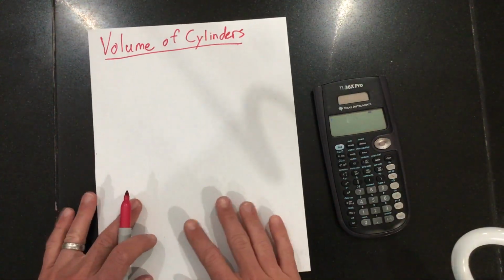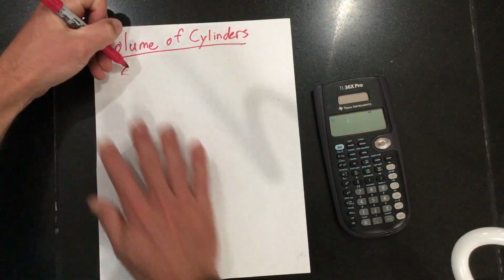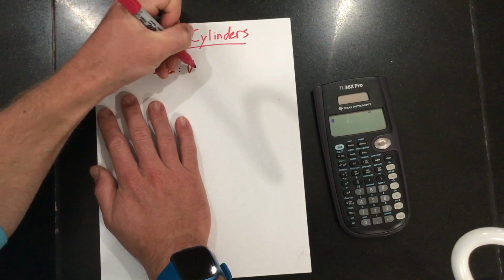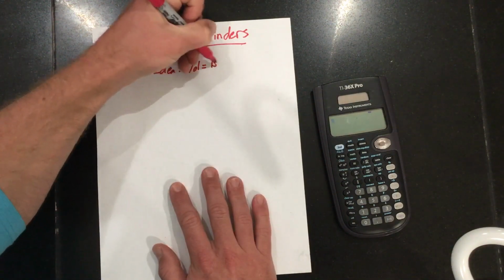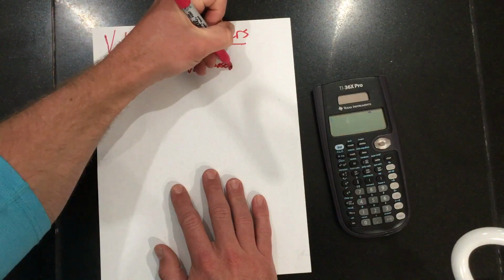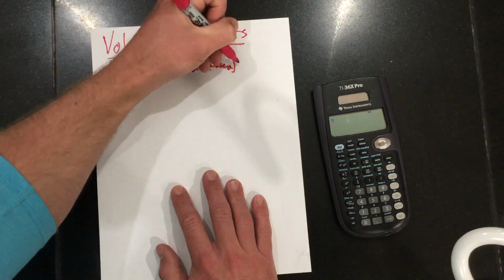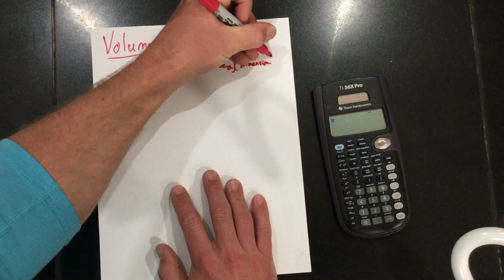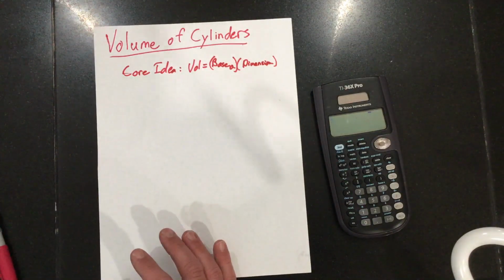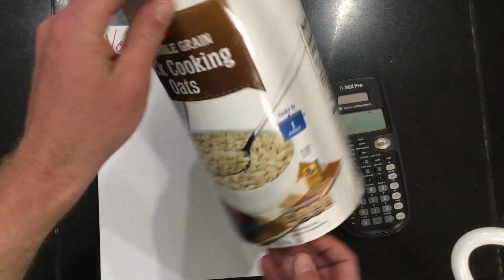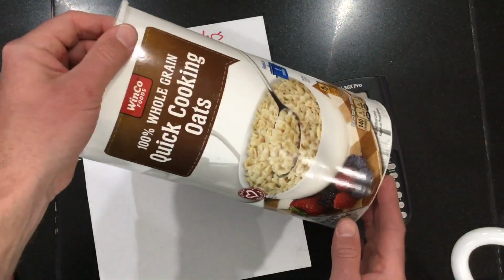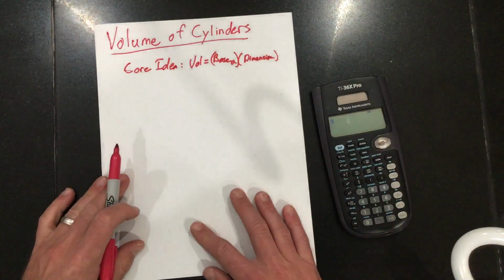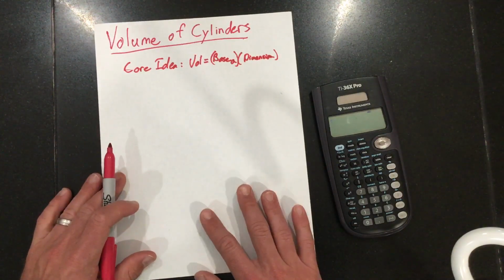Now one thing that's key for finding volume is what I keep calling a core idea. And that core idea is that volume equals the base area times another dimension, whatever that dimension happens to be. So when it comes to finding the volume of a cylinder, like an oatmeal container, we're going to apply that idea. We need to find its base area, and then we're going to times it by a third dimension.